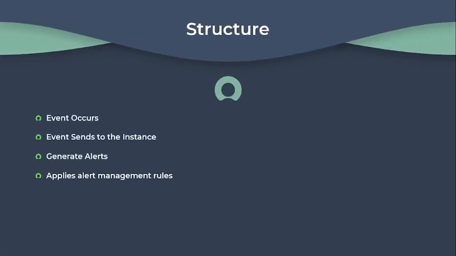Then structure. When events occur across various systems, the MID Server connector instance communicates these events to the ServiceNow instance. The MID Server connector instance acts as an intermediary, collecting events from various systems and forwarding them to the ServiceNow instance. Upon receiving these events, event management within ServiceNow generates alerts based on predefined criteria and configuration. ServiceNow applies alert management rules to the generated alerts, facilitating organization, prioritization, and assignment to appropriate IT teams or personnel.